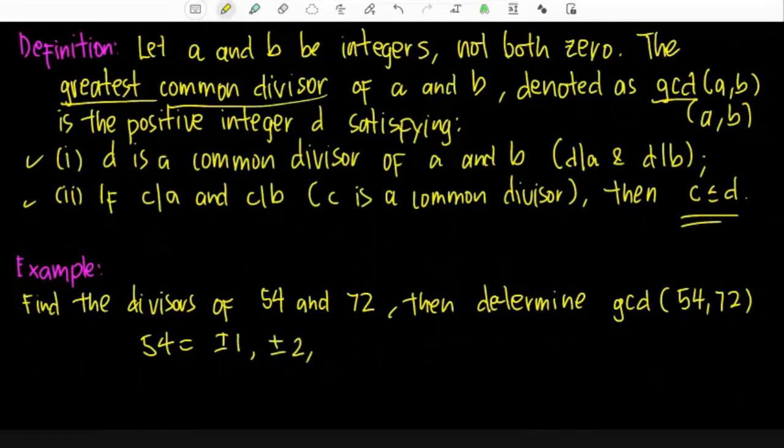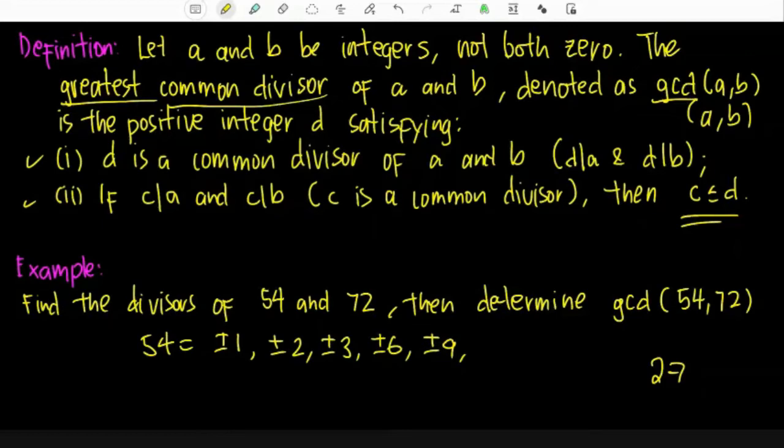54 divided by 2 gives us 27. So, yung mga iba pang divisor, mga divisor ni 27. So, plus minus 3. Divisor din yan. 2 times 3, 6. So, 6 is also a divisor. Di ba? Kasi 9 times 6 is 54. 3 times 3, 9. That's also a divisor.